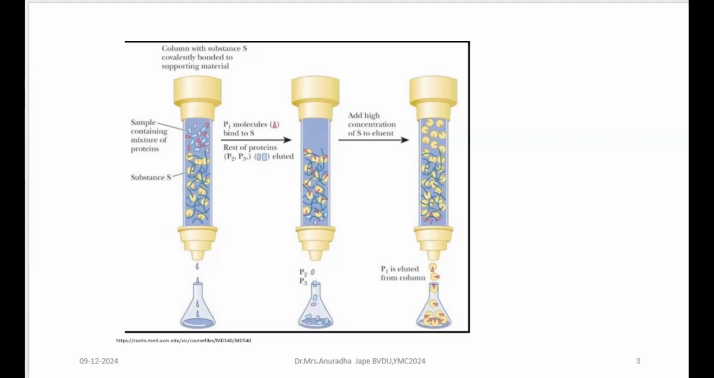So suppose that an enzyme is to be purified from a mixture of different proteins. As you are seeing in the diagram, you see three different columns. In column 1, you see a column with substance S covalently bonded to the support material. The sample contains a mixture of proteins, labeled P1, P2, P3, etc. These proteins are to be purified from the mixture, and when I say mixture, it is going to be many hundreds or thousands of proteins if I talk about cell lysate, for example. So from that I have to separate the protein of interest.